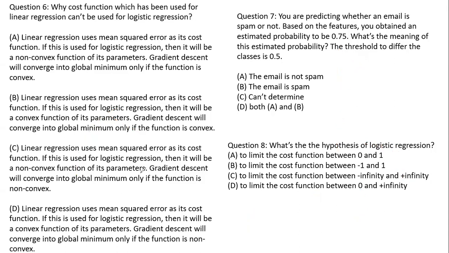Then it will be a non-gradient. हाँ, ये the C will be the answer. सही है? The answer is C. Because if I use that for logistic regression, then the cost function will be non-convex, and gradient descent is not able to find out the values of the global minimum.